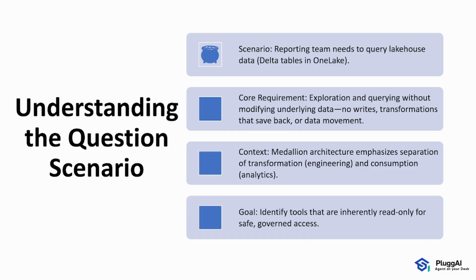In Fabric, Lakehouse data resides in Delta format, versioned and governed. Reporting often involves ad hoc queries, dashboard building, or semantic modeling on gold layer tables. The emphasis on without modifying underlying data rules out tools that involve writes, e.g., saving transformed datasets or orchestrating loads. This ensures no accidental overwrites, maintains audit trails via Delta history, and supports multi-user concurrency.